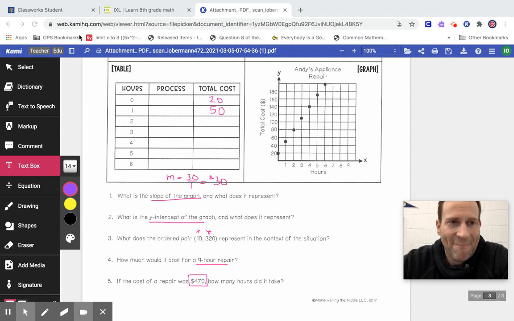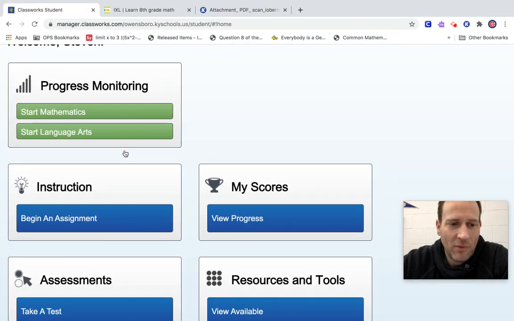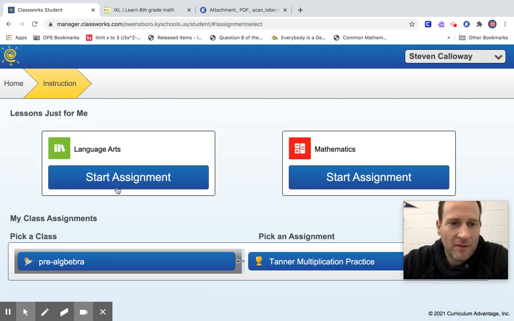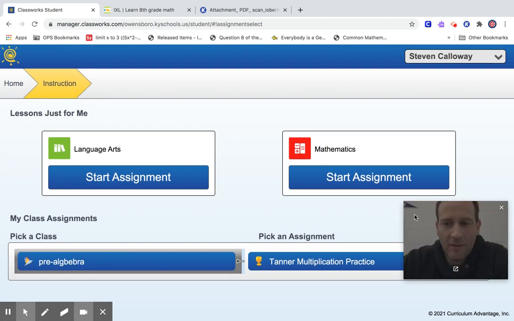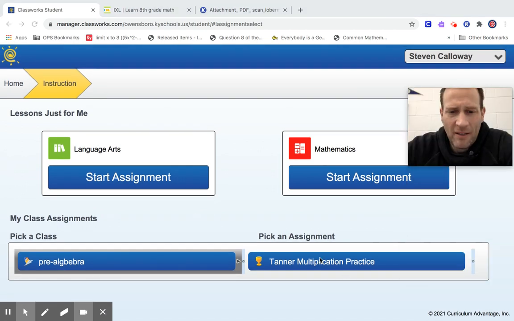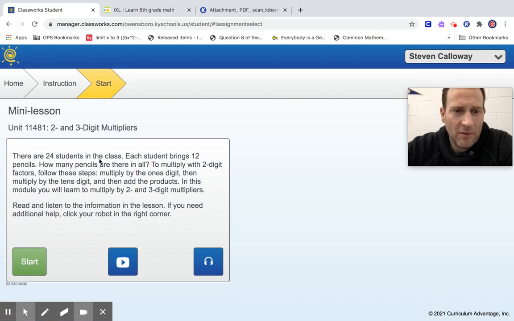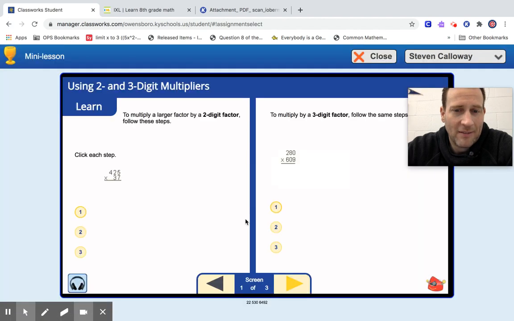The second thing today is you need to make sure you finish your instruction on your classwork. So you'll need to go down here and start this one, finish this one up here. So that one right there. So you have this one right here to do 2 and 3 digit multipliers. You will go through there, and you can go through the mini lesson showing you how to multiply when you have like 2 or 3 digits. As you go through, you can kind of see what happens.